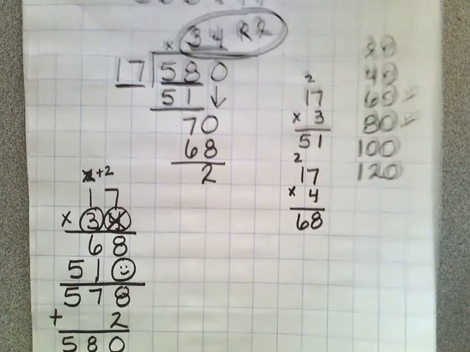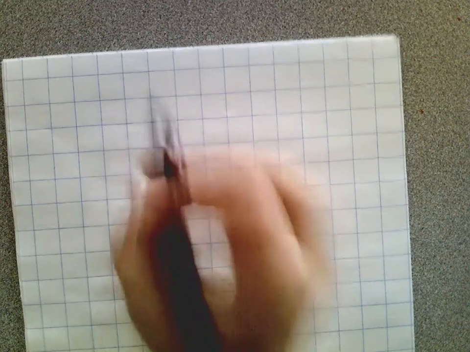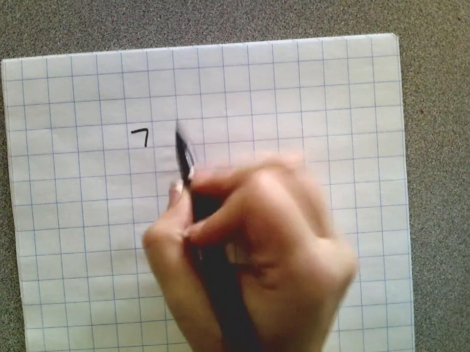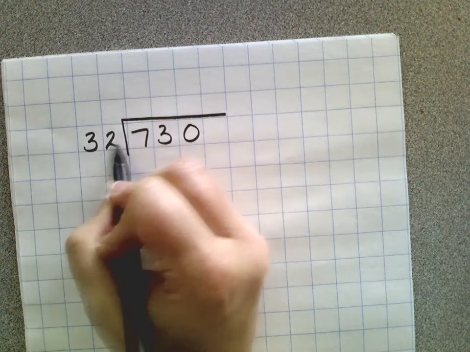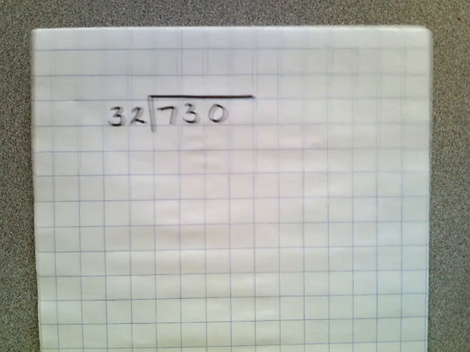All right, let's try another one, 5th grade. Next one, we're going to do 730 divided by 32. I'll give you a moment to write that problem onto your graph paper.